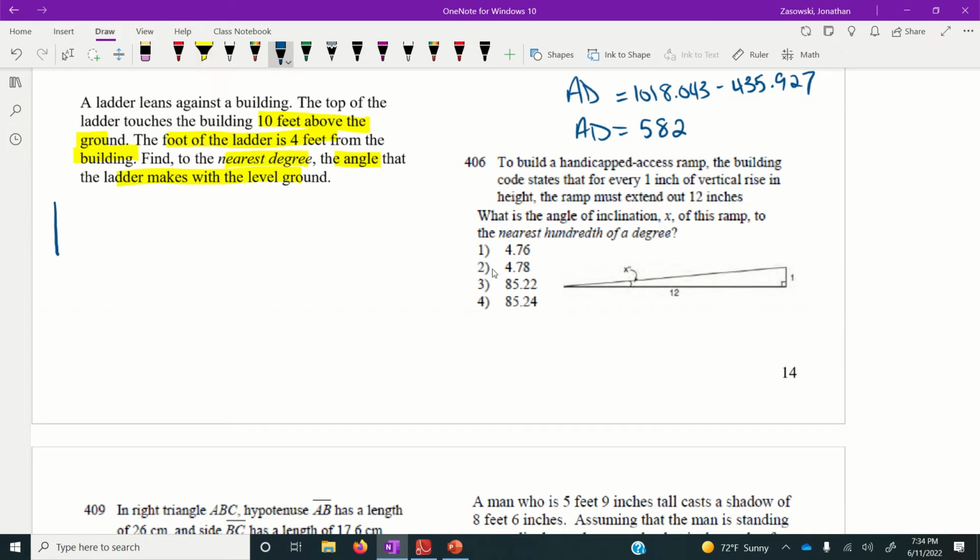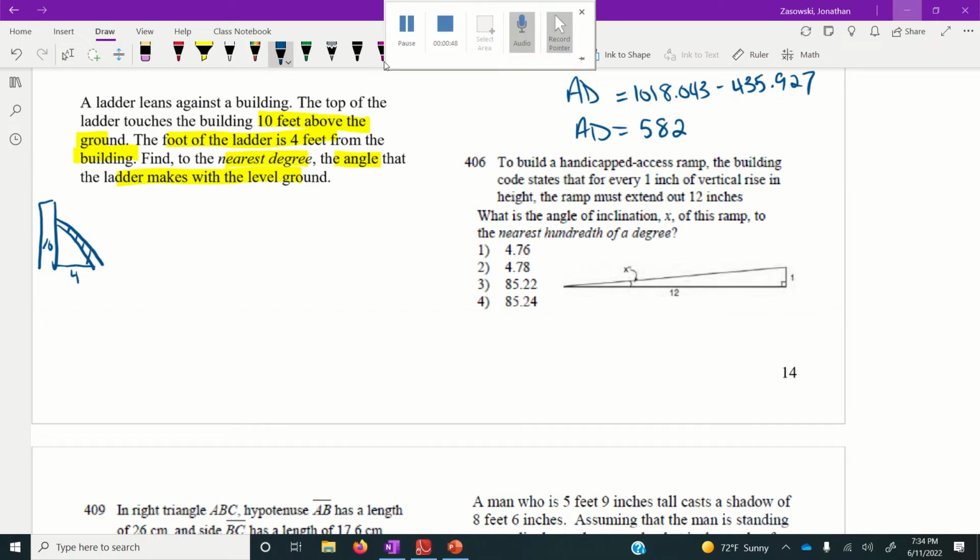So draw a picture if it's not given to you. We have a building, 10 feet above the ground. We have the ladder leaning away. So this is 10, and it's 4 feet from the base of the building. We want to know the angle, nearest degree, that the ladder makes with the ground. So the angle we're looking for is going to be down here.